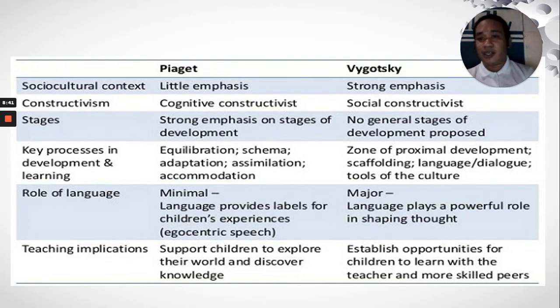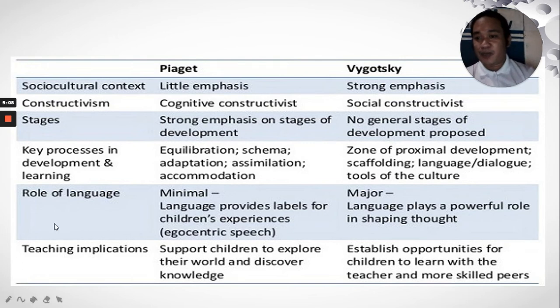While for Piaget, it's more on discovery. It's all about discovering everything inside of you as a child, as a learner. So you do things by discovery. However, for Vygotsky, you learn things by experiencing it. So you learn things by doing it and through your exposure to society.